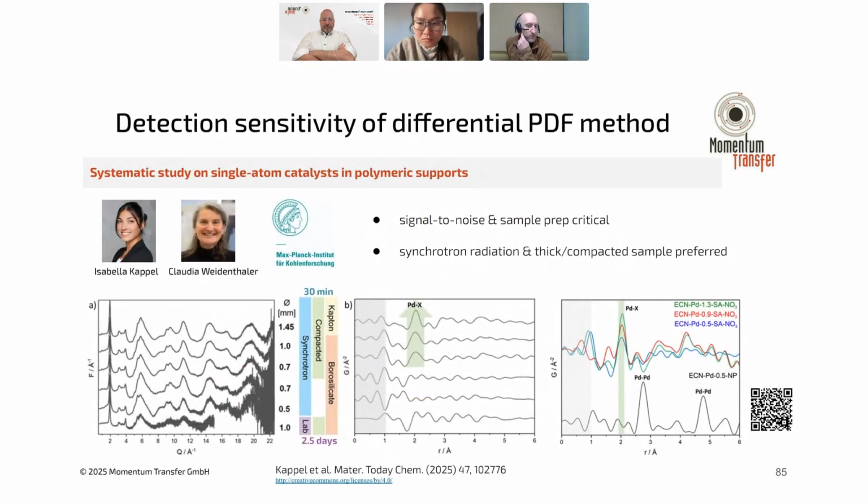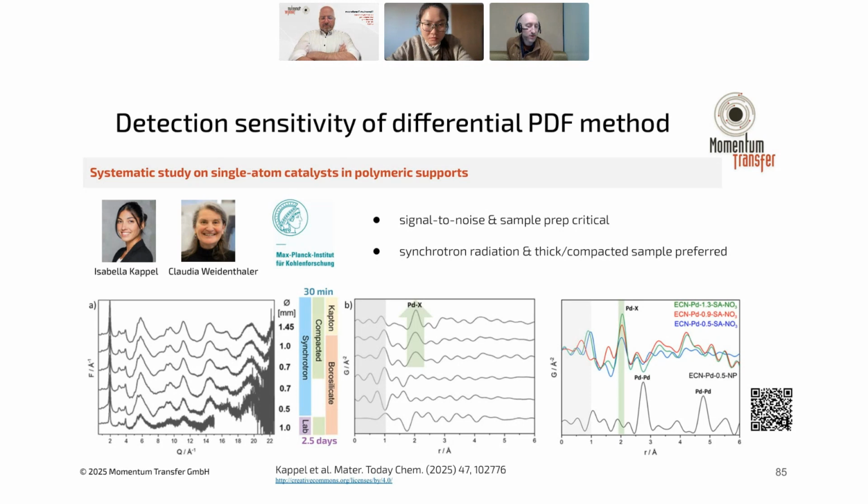Okay. We also did quite a bit more systematic studies of this in terms of data quality, in terms of what works best for these kinds of differential methods. And you can see here different preparations and measurements, from a lab measurement done for 2.5 days to synchrotron measurements for 30-minute scans with different amounts of sample and levels of compaction. You can see that the effects are quite sensitive. So you really need high statistics data. You really need good preparation of the samples to be able to extract these residual signals. And when you do satisfy those conditions, you have a really high sensitivity.